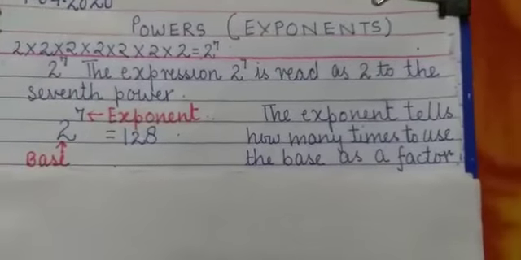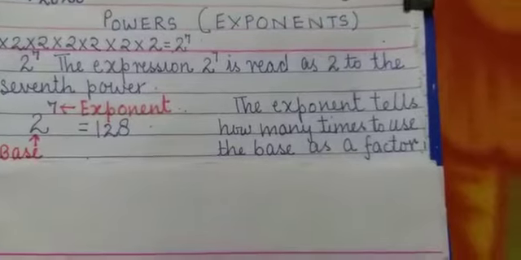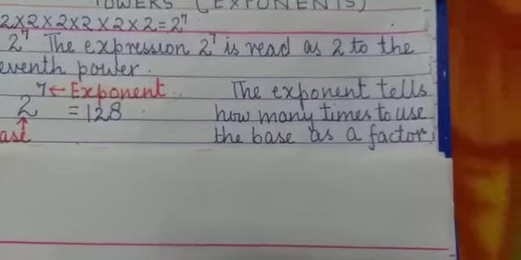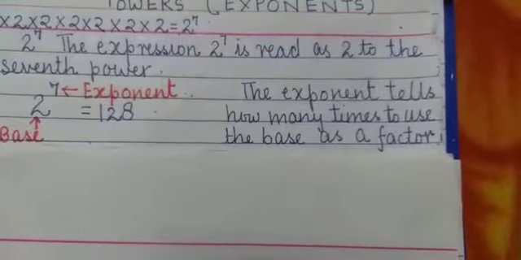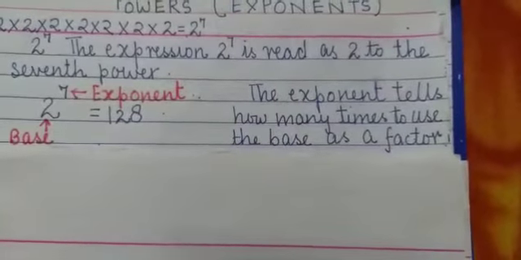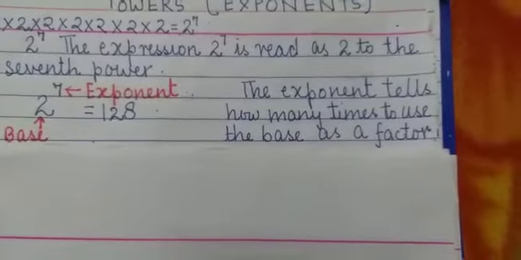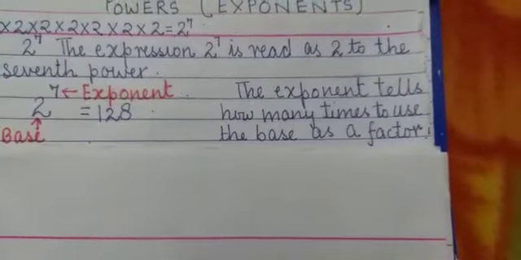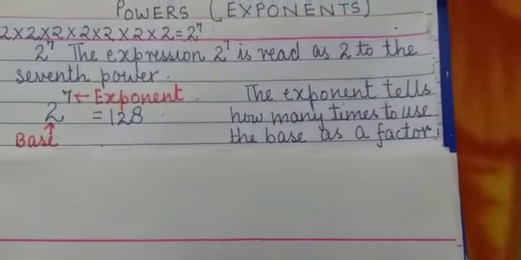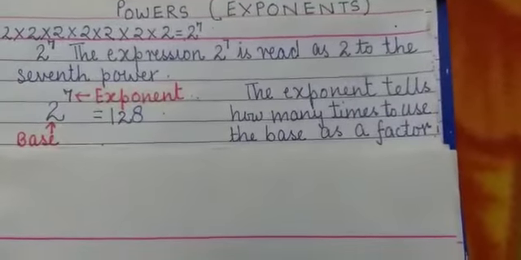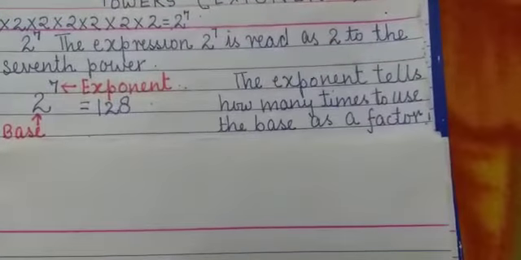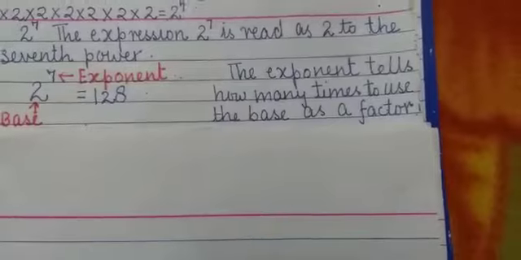And what is the base? Now, what does the exponent tell us? It tells us how many times we use the base as a factor. So for this example, 2 to the power 7, 2 is the base. How many times am I making it a factor? 7 times. I think till here it is clear to you. You have done this in class 7. I'm only revising what has been done till now. So I think the definition of exponent is also clear to you.